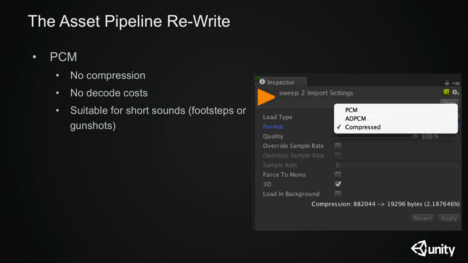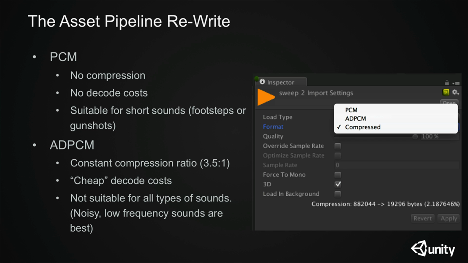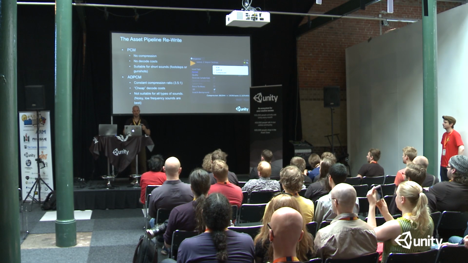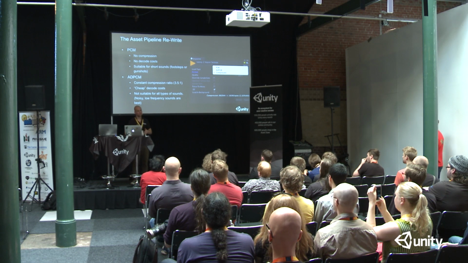PCM is basically raw data, and you can target that in Unity, obviously. It has no decode costs, and it's suitable for short sounds like footsteps that you don't want to worry about decoding costs or streaming. There's ADPCM, which has a constant compression ratio. It's really cheap to decode, almost like playing PCM data, but it's not suitable for all sounds. It introduces some noise, and it's good for natural sounds like outdoor ambiences. I'll go through this a little bit in a second.